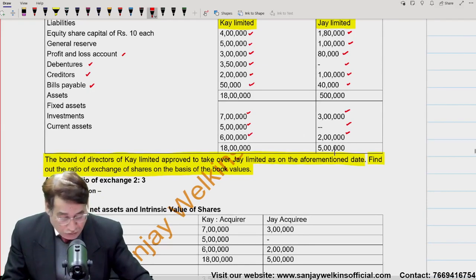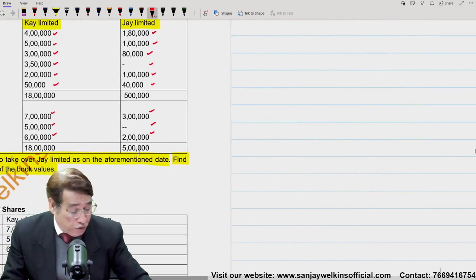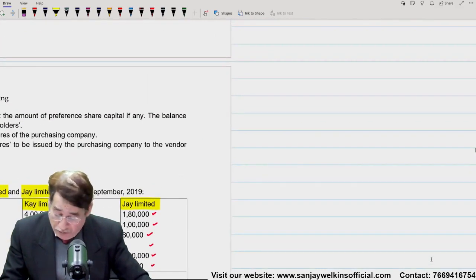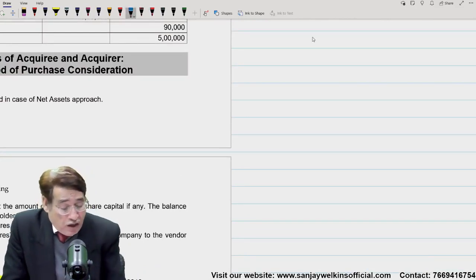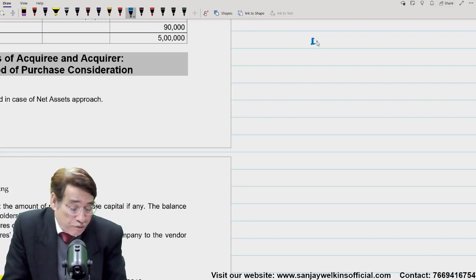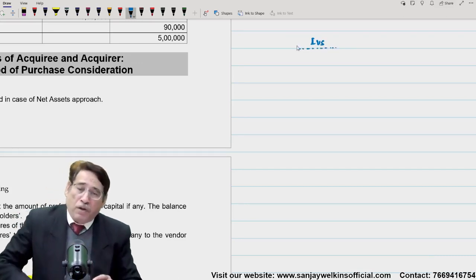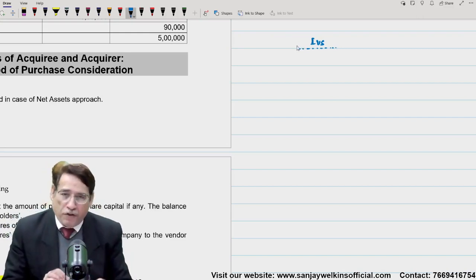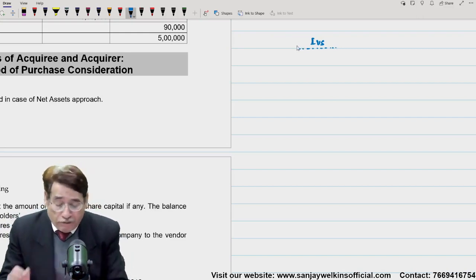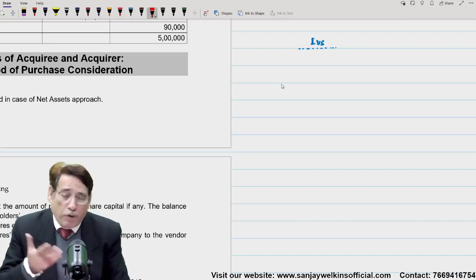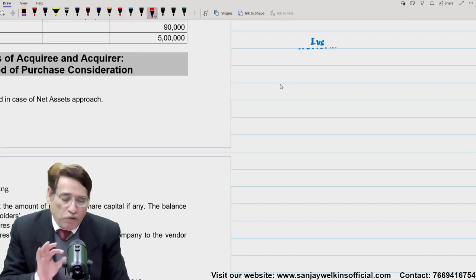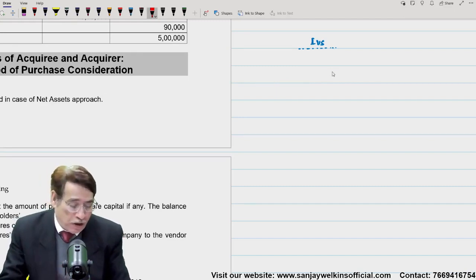Just pay attention. The question looks small, but the solution is a little bit longer. As far as intrinsic value is concerned, we are now actually discussing the intrinsic value concept. What exactly the intrinsic value is and why we compute it, all these questions will be answered within a flick of a second. Just pay attention first of all. Under the intrinsic value method, first of all, you are supposed to compute the intrinsic value of share of both the entities. What we mean by intrinsic value, I will explain. You will have to show a little bit of patience in this particular case.